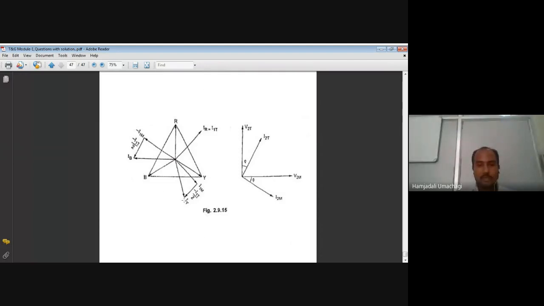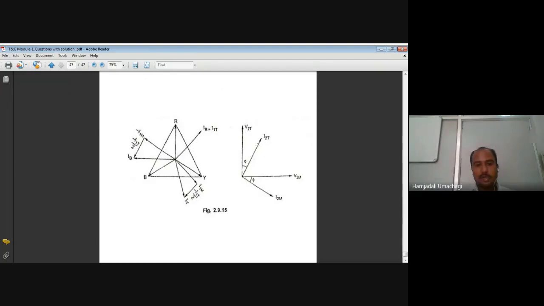Similarly, the current IY, which is the vector sum of I1m and minus I1t by 2, lags the phase voltage of Y phase by a certain angle. Similarly, the current IB, which is the vector sum of minus I1m and minus I1t by 2, lags the voltage VB by a certain angle, because both furnaces are connected to the lagging power factor. This is the input RYB, which is three phase.